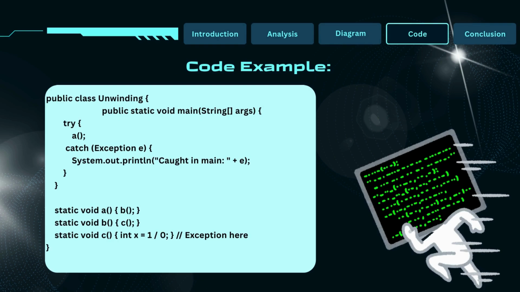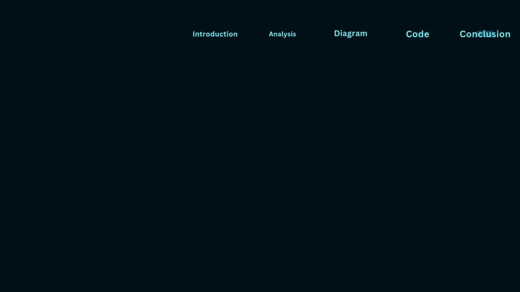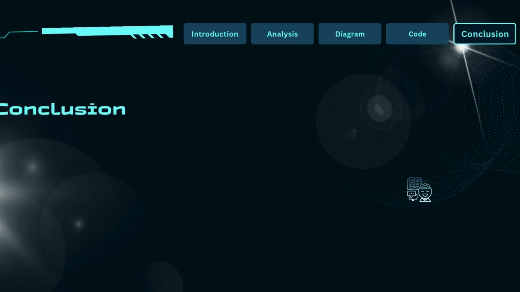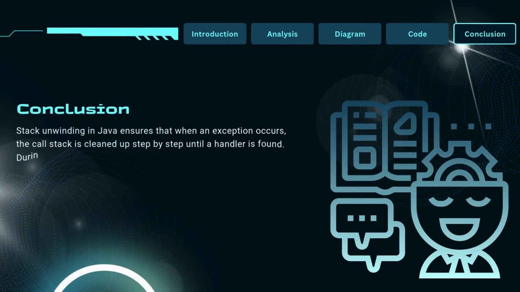Next, let's look at a simple code example. When an exception is thrown in one method, it travels upward through the stack. Catch blocks are checked one by one, and finally blocks always run to ensure resources like files or connections are closed properly. To conclude, stack unbinding in Java ensures that when exceptions occur, the call stack is cleaned step by step until a handler is found.